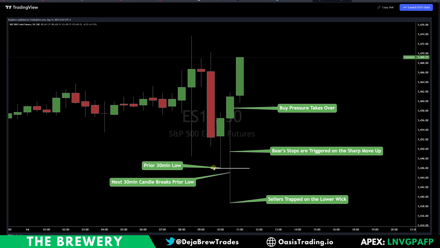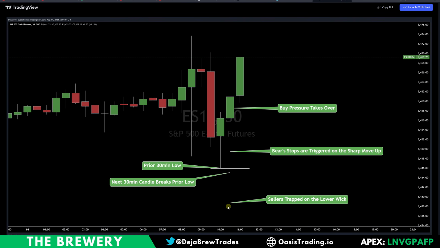As long as your stop loss is below the 30-minute low that is being swept, that's that level that is being broken and then reclaimed. As long as your stop loss is below that level, I have it noted with that flat horizontal white line there, you are typically fairly safe, as long as that sweep is triggering enough stop losses.